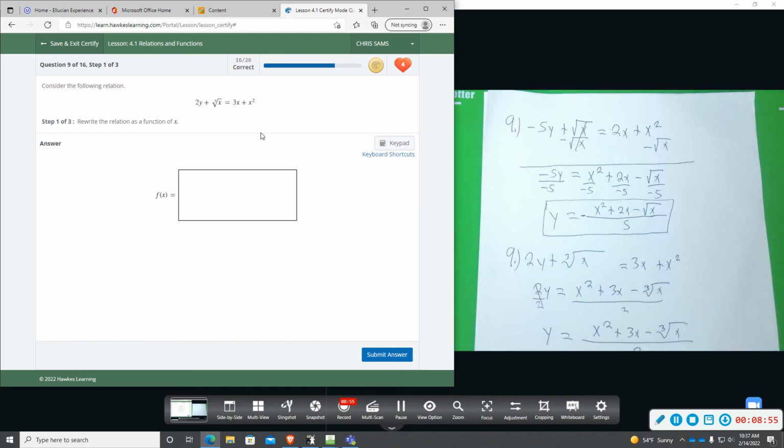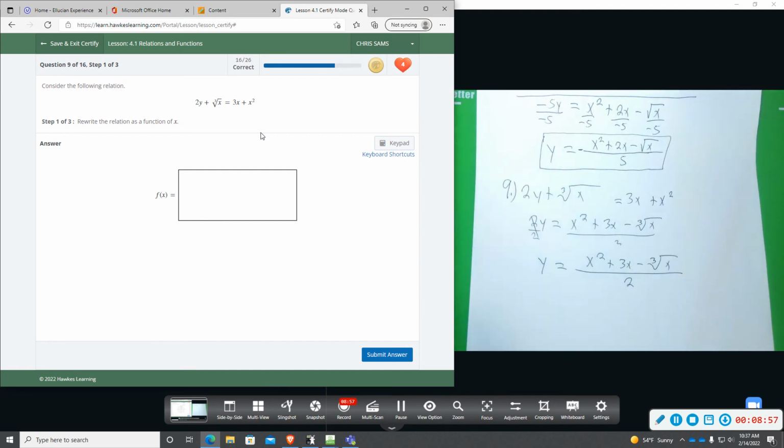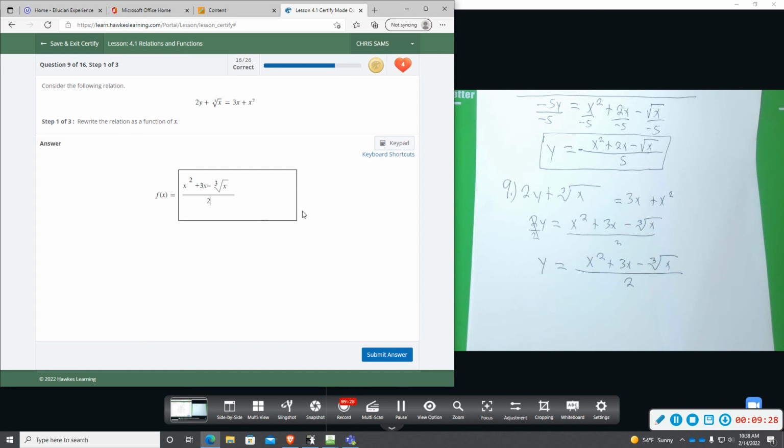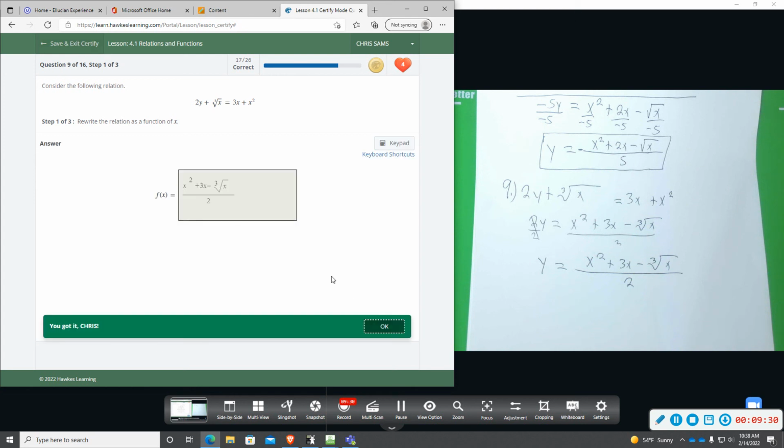Let's see if that might have been it. I'm running out of room there. X squared plus 3x minus, how did I get to the bottom? Minus cube root of x all divided by 2. And then of course they might want you to write it all separate. Yep, it's fine. Maybe it was a cube root.